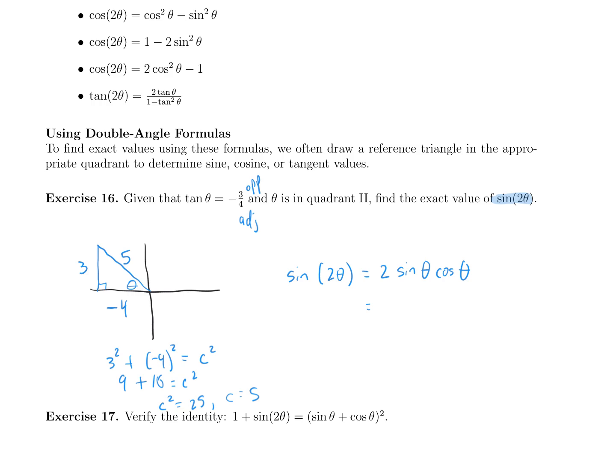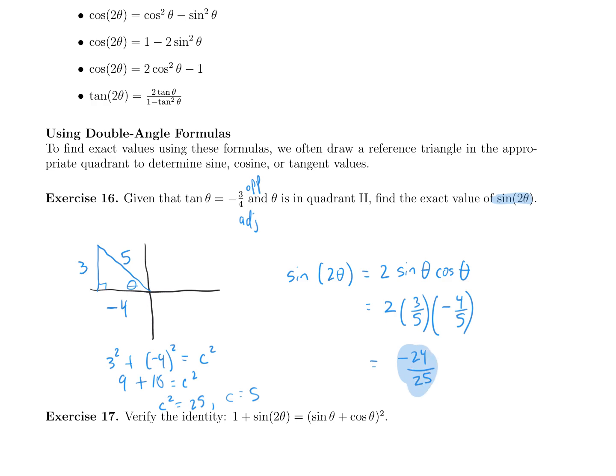Sine is opposite over hypotenuse, so that is 3/5. So we have 2 times 3/5 times the cosine, which is adjacent over hypotenuse, so that would be -4/5. If you evaluate that, you're going to get 2 times 3 is 6, times -4 is -24 over 25. And that is our final answer.